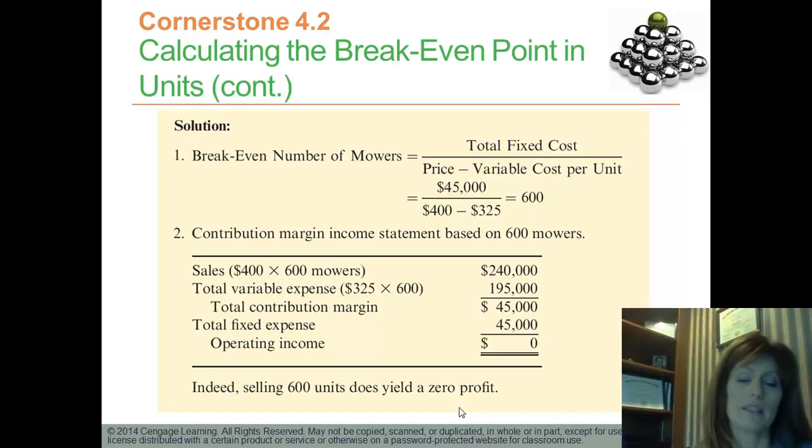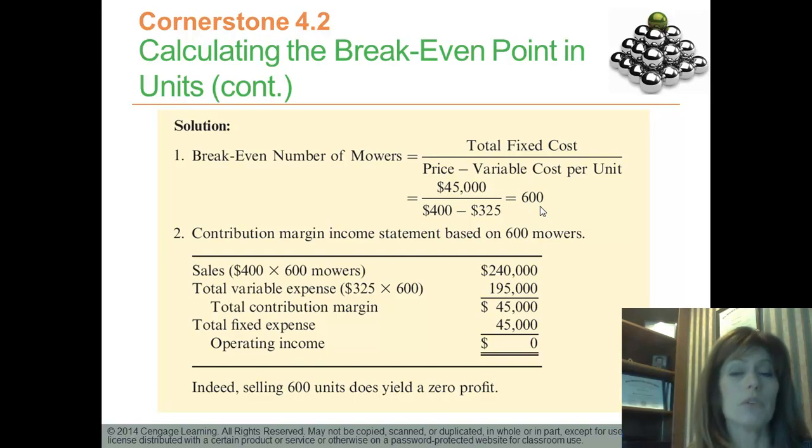So when we look at this formula, this is the one I want you to write down for your notes and keep using. This is our basic break-even formula. It takes that formula and reduces it to a simpler format. We take our total fixed cost, and we divide by the price per unit minus the variable cost per unit. That's our break-even number of mowers. So we take the $45,000 in fixed cost divided by the $400 price minus the $325 variable cost, again per unit in the denominator, total in the numerator, and we get 600. That means by definition if we sell 600 mowers we make nothing.